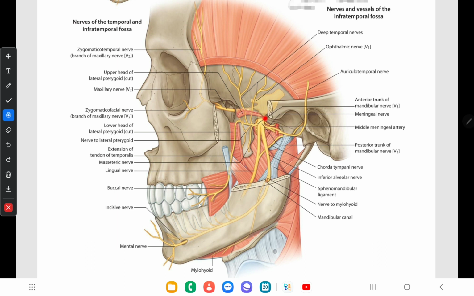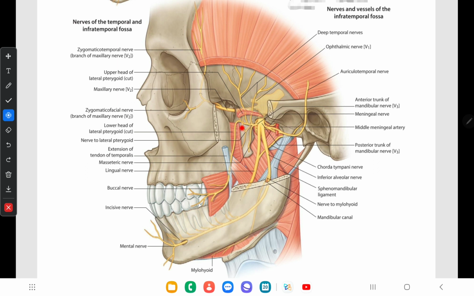In the infratemporal fossa, the short trunk of the mandibular nerve passes between lateral pterygoid and tensor palatini muscles, and it soon divides into two divisions as anterior division and posterior division, or anterior trunk and posterior trunk. Here, this is the largest part. This largest trunk is the posterior trunk of the mandibular nerve, and this smallest part is the anterior trunk of the mandibular nerve.